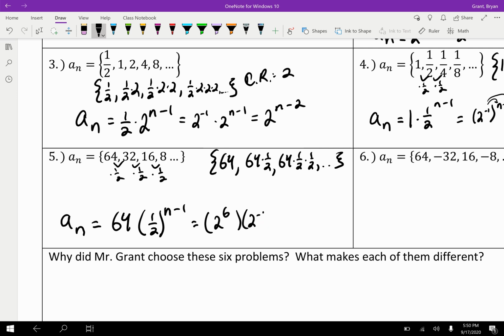And then 1/2 is 2 to the negative first to the n minus 1, or 2 to the sixth times 2 to the negative n plus 1. Same base, so 2 to the negative n plus 7. Pretty crazy there, right? Now if you plug in 1, 7 minus 1 is 6, 2 to the 6th is 64. If you plug in 2, 7 minus 2 is 5, 2 to the 5th is 32, and so forth. So just a different way to look at it.